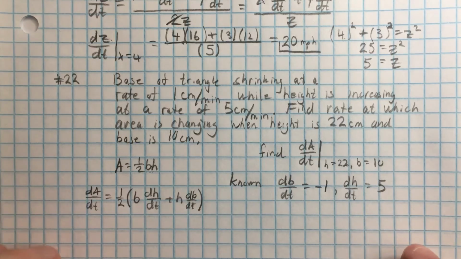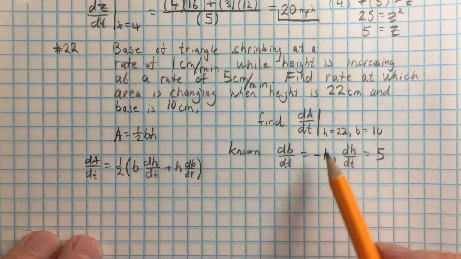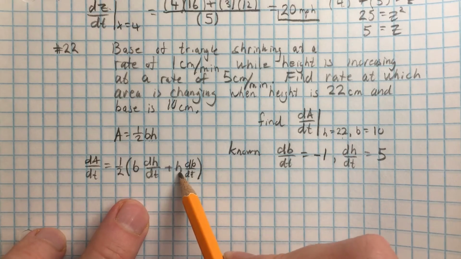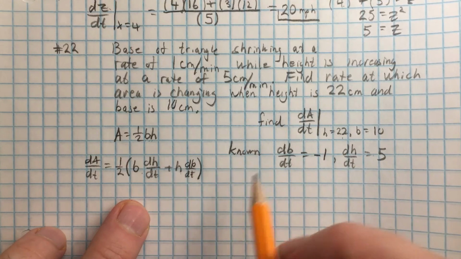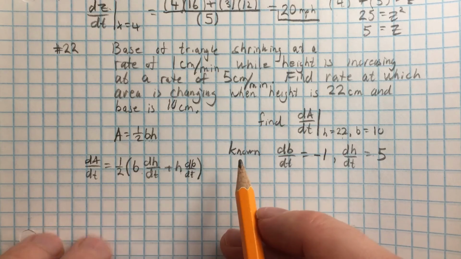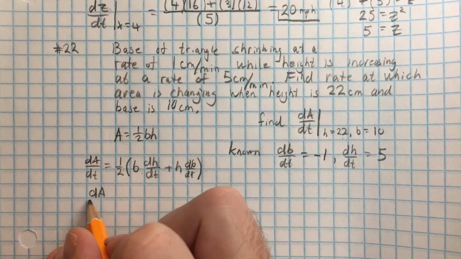Now we just need to figure what this is when h is 22 and b is 10. That should be no problem. We really have everything. They told us h is 22, b is 10, and the two derivatives we have from the beginning as -1 and 5. So everything is just now a plug-in to find this derivative value.